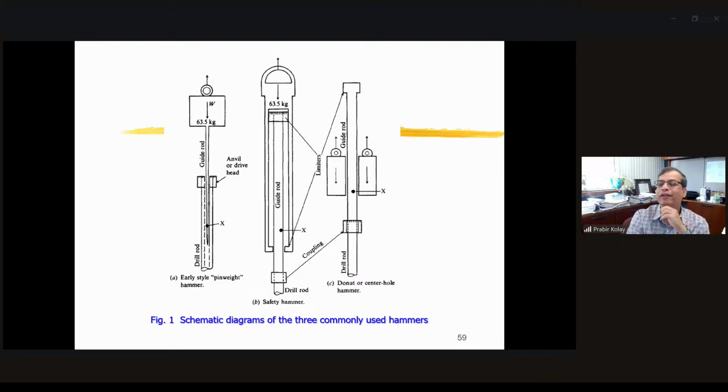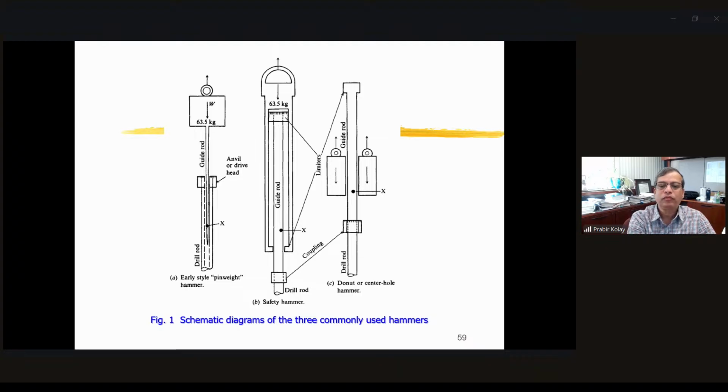There are different types of hammer, again depending on the location. It depends on how the hammer is lifted: whether you lift the hammer manually, or use a crane and just drop it, or use some machine or pneumatic tools to lift it up and drop it. So depending on the type, that's why a lot of corrections are required for the SPT N value.